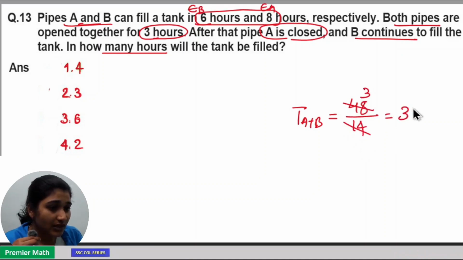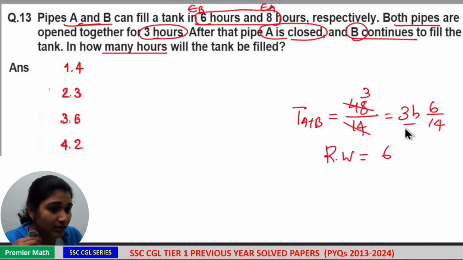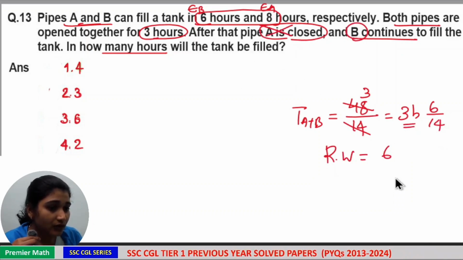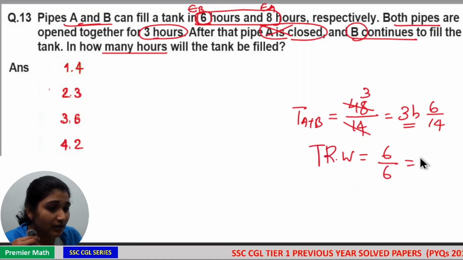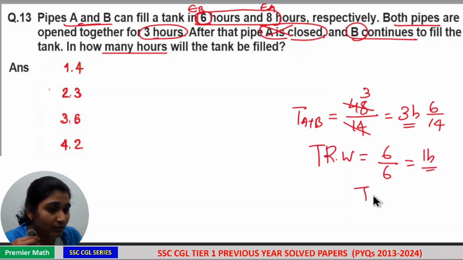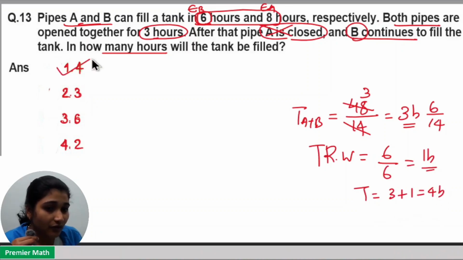So this is 3 hours and remaining work is equal to 6 unit of work out of this 14 unit work. So remaining work, this 6 unit should be completed by B because after 3 hours, pipe A closed. And efficiency of B is 6 unit means in 1 hour, B will finish 6 unit of work. So this remaining 6 unit of work will finish by B in 1 hour. So total time is equal to 3 plus 1, 4 hour. Option 1 is your answer.